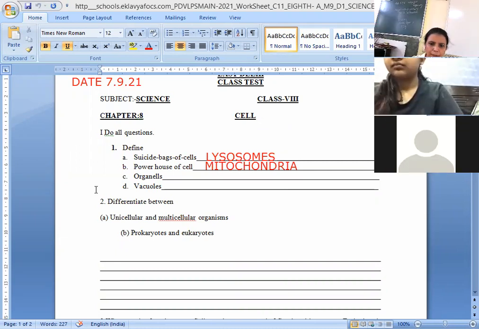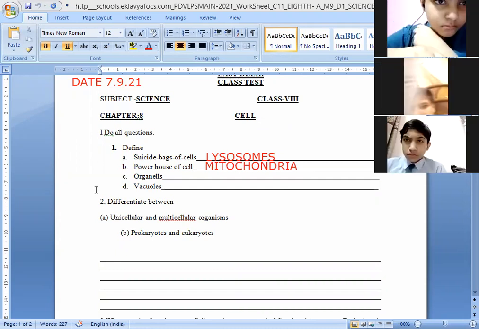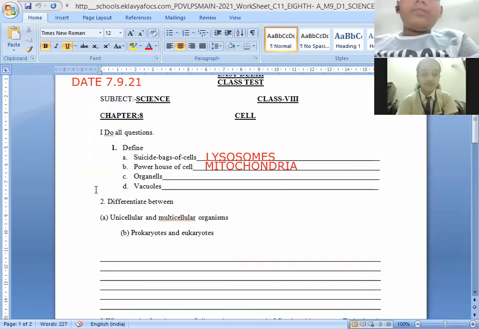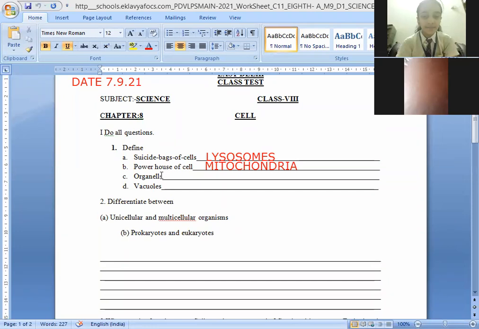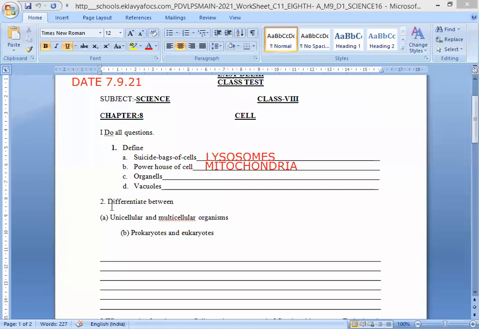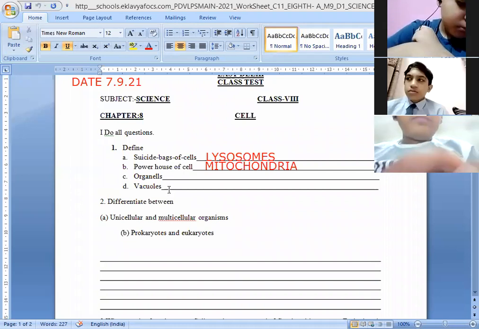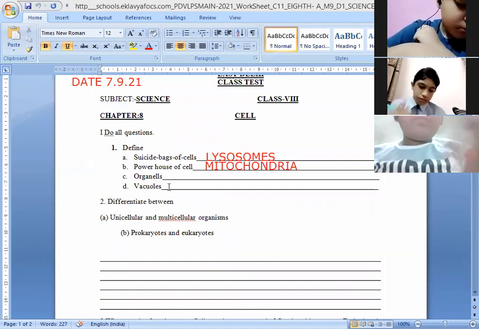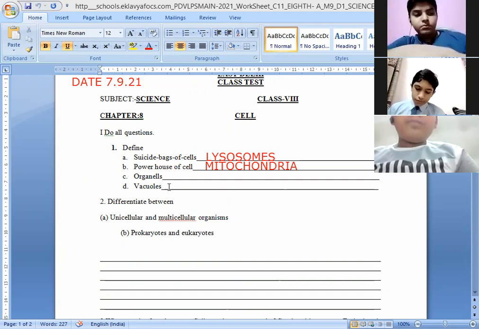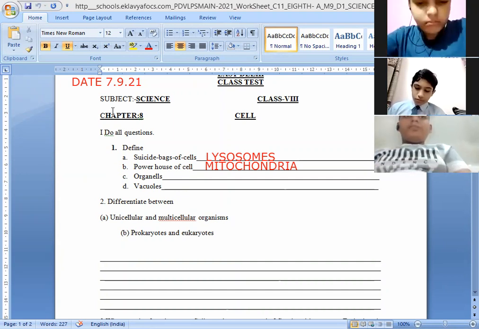Can you define organelles? What does organelle stand for? Different organelles, you have seen that they float in the cytoplasm. The different organelles perform different functions. You may write down: different organelles are there to which different functions have been given. And what is a vacuole? Vacuoles are the empty spaces in the cell.